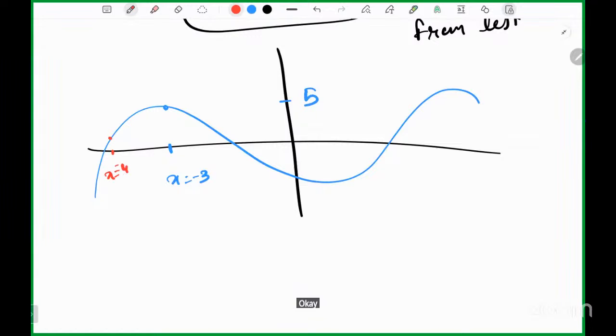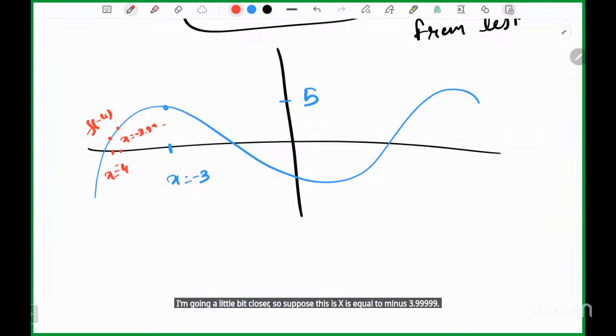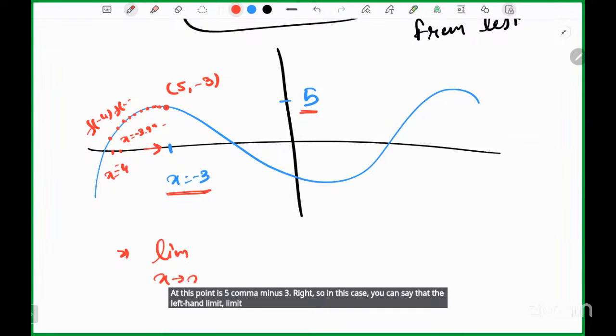Okay, so this is the value f of minus 4, right? I'm going a little closer, so suppose this is x equals minus 3.99999. This is the value f of that point, and so on. So that means as you are approaching the point x equals minus 3 from its left hand side, the values of the function are getting closer and closer to the value 5. The point is minus 3 comma 5.